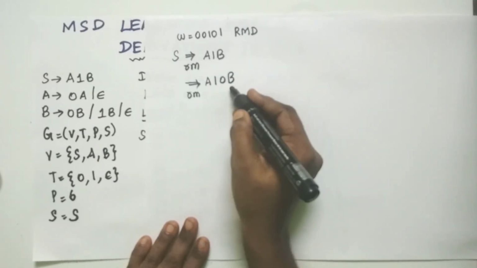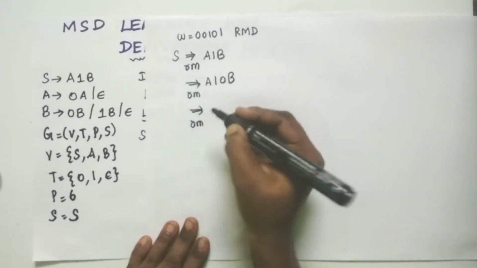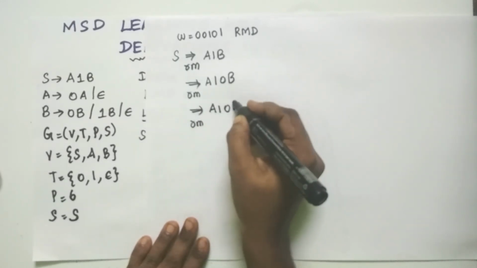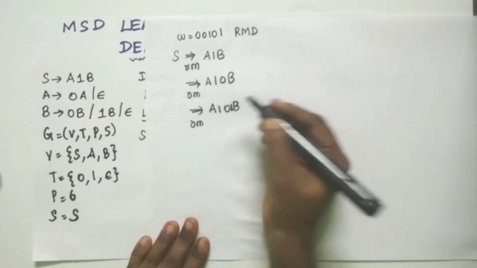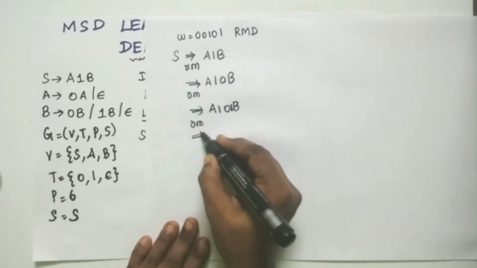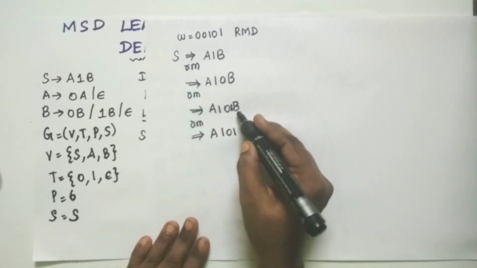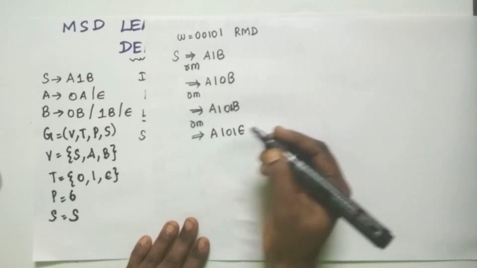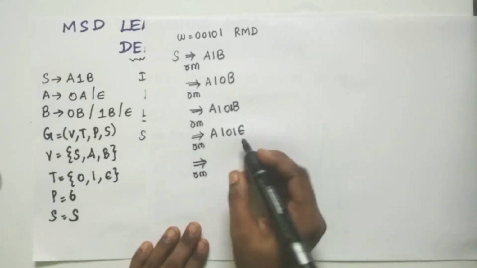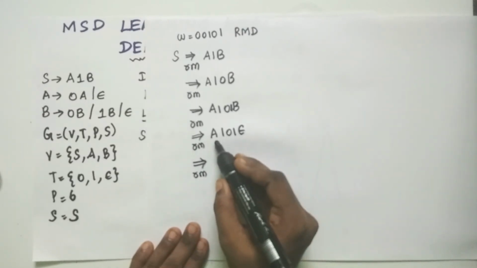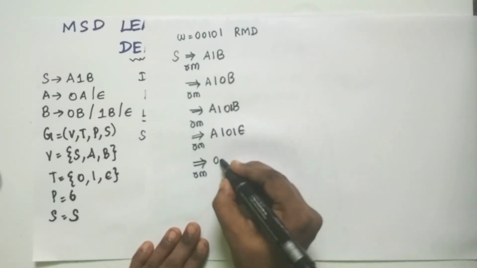Then B will be your rightmost non-terminal. So you can have A, 1, 0, B. This B can be again replaced with 1B. So now what you can replace for this B? B will be replaced with epsilon. Now in the next step for the rightmost derivation, A is the first non-terminal from the right hand side. So what you will replace? 0A.